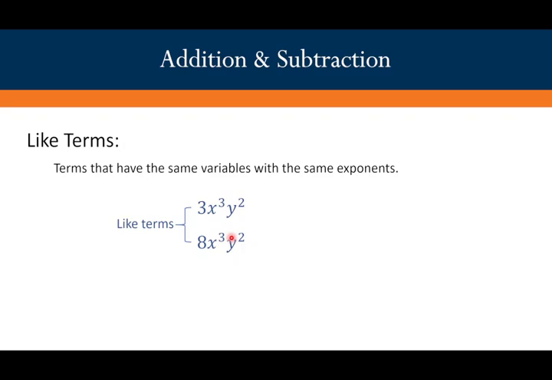Same variables, same exponents. Here's some examples of not like terms. These three terms are not like each other, even these first two. So there's an x cubed and an x cubed, but this would need a y cubed to be a like term with this term. So we wouldn't be able to combine these with adding or subtracting.